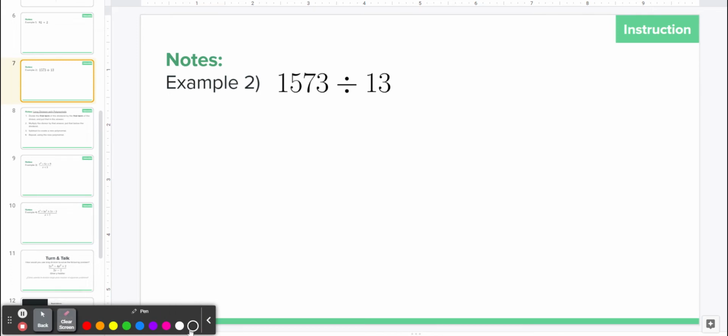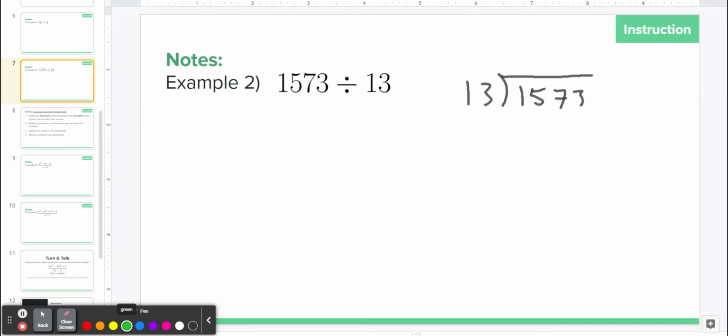Now that you've had a chance to do this problem, let's talk through it. We'll set up our long division. We'll have our dividend, 1,573 underneath and 13 on the outside. And we can think about first, all right, how many times does 13 go into 1? And it doesn't go into 1 any times, right? 13 is bigger than 1, we can't go into it.